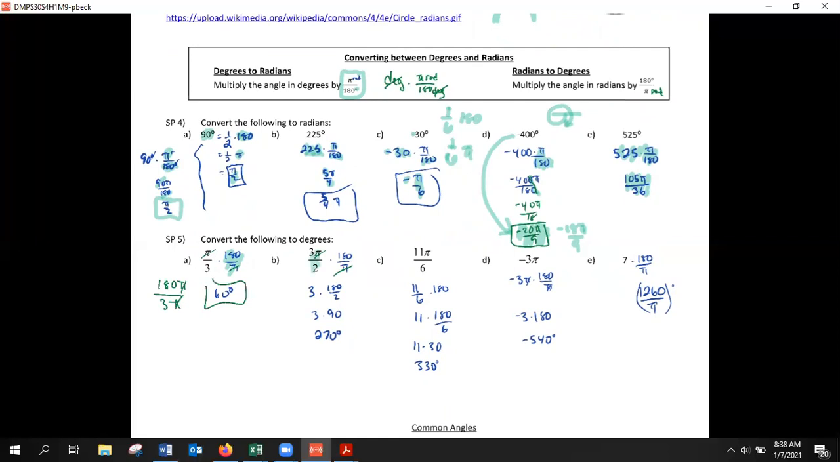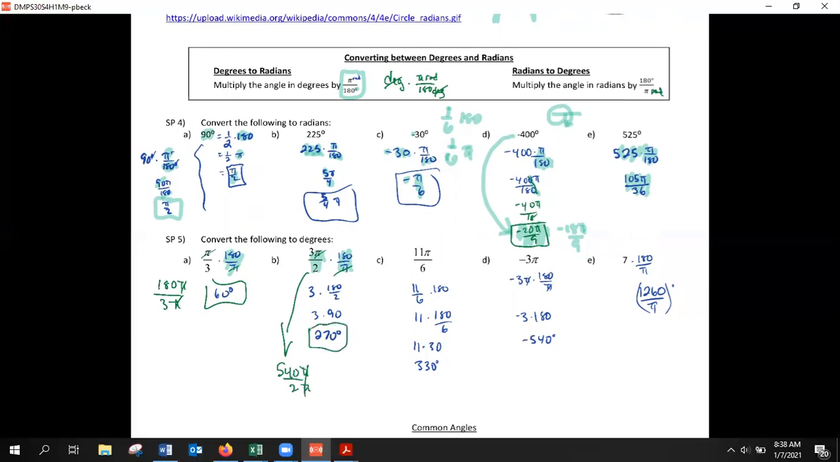So 3 pi over 2 times 180 over pi. Again, doing it in a long manner, 3 times 180 is 540 pi over 2 pi. And then pi is reduced. 540 over 2 is 270.